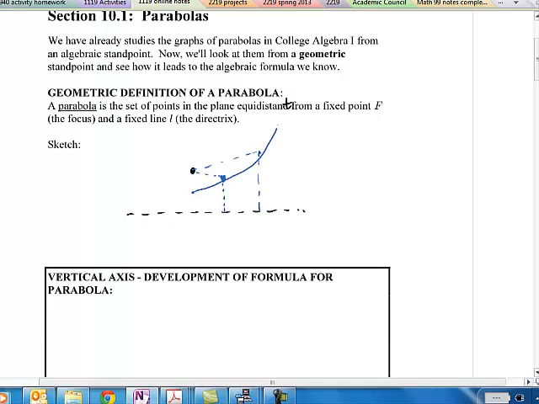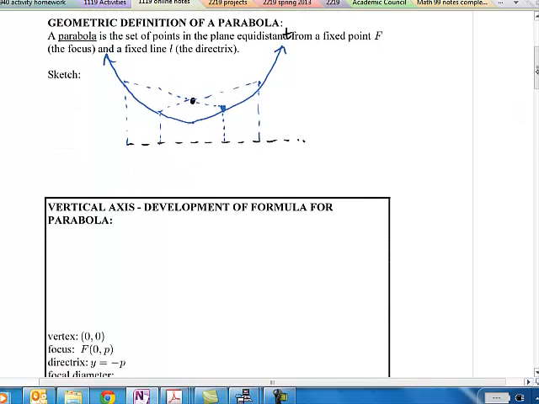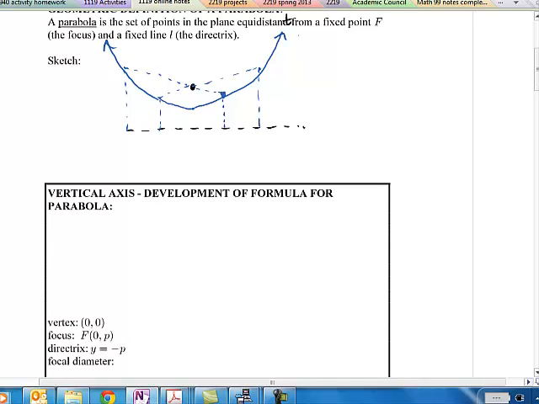We can see that we're going to have symmetry like this. Right, and then the graph is going to look like what we are familiar with as the graph of a parabola. So let's take a look here and see what the equation is going to look like.